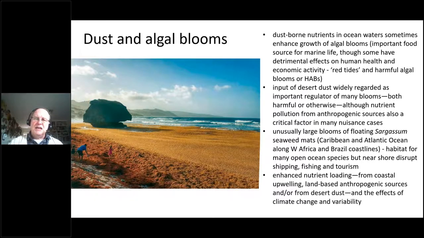These sargassum seaweed mats are again habitat for many open ocean species, but near the shoreline can cause all sorts of disruption for human activities, such as tourism. If you wanted to go to this beach, it wouldn't be much fun, and they're a hazard to shipping and fishing industries. Now, any relationship between desert dust and sargassum seaweed mats has to be balanced with an awful lot of other potential drivers, like coastal upwelling as a source of nutrients and land-based anthropogenic sources of nutrients, and indeed the effects of climate change and variability. But desert dust is one of the factors which many consider to be relevant in this particular case.